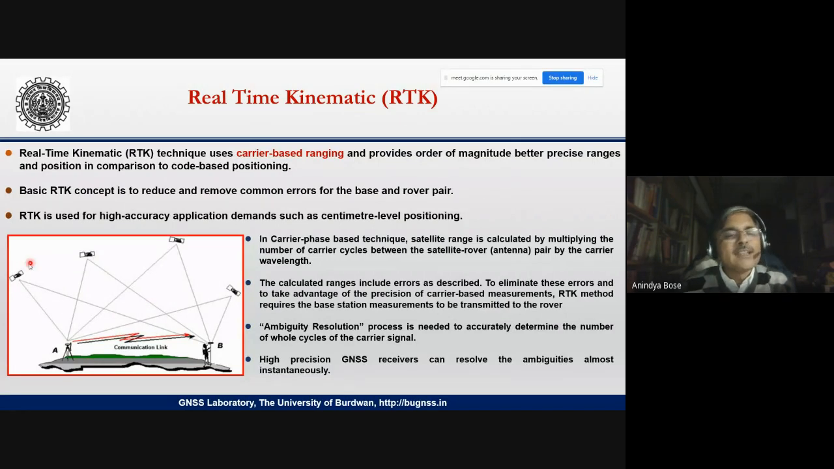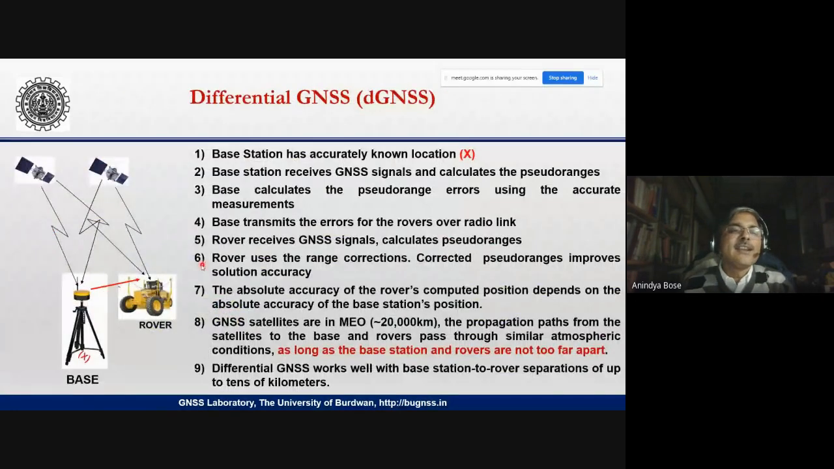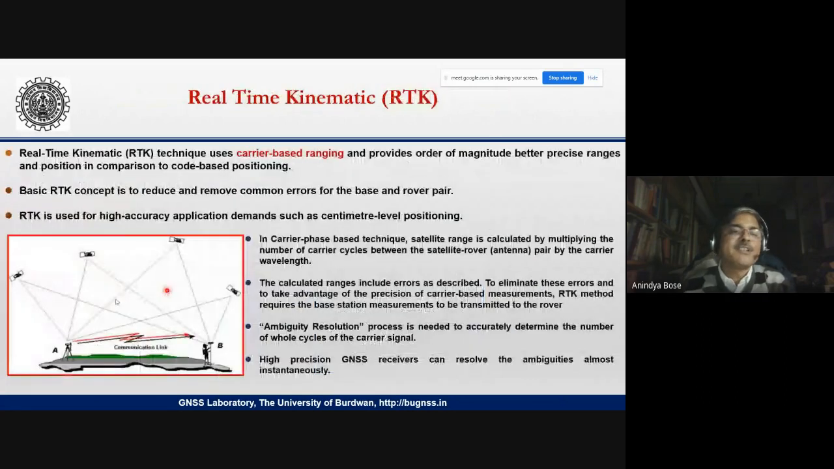So here the very same concept applies, only the carrier phase based measurement is used over the communication link. In the previous case, code based measurement was transmitted, errors were transmitted. Here carrier phase based measurements are transmitted. So at the rover end, a very low cost receiver, maybe some $60-70. Generally we talk in terms of dollars, so that you keep on multiplying it by 80 or 82, or for simplicity multiply it by 80. So a simple receiver of $70 can give you centimeter, say sub 10 centimeter level accuracy. So that's the beauty of RTK.